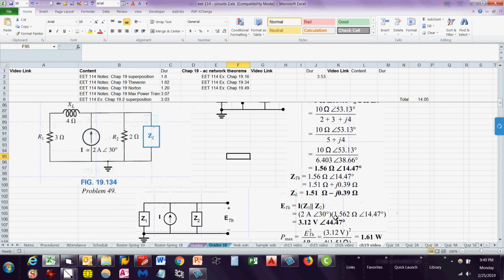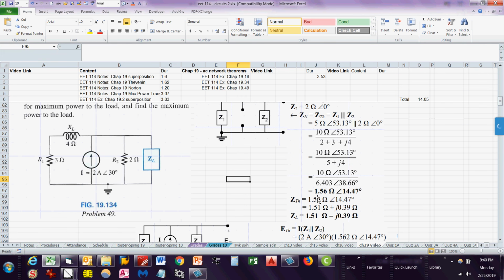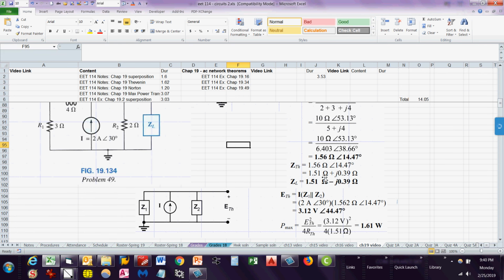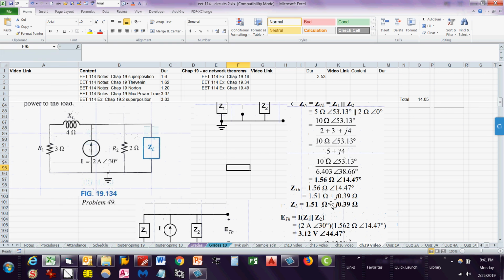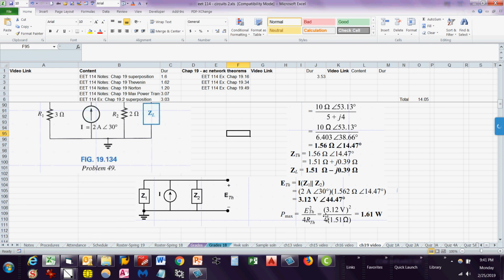Now, what's R Thevenin? Well, that's why they broke up Z Thevenin to do an R component and the next component. The R component is 1.51 right here. So you take E Thevenin squared, which is the magnitude, we're just looking for the power now. So you don't look at the phase angle. The magnitude of the voltage squared over 4 times the resistive component of the Thevenin impedance, which would be this, 1.51. And then you get 1.61 watts.